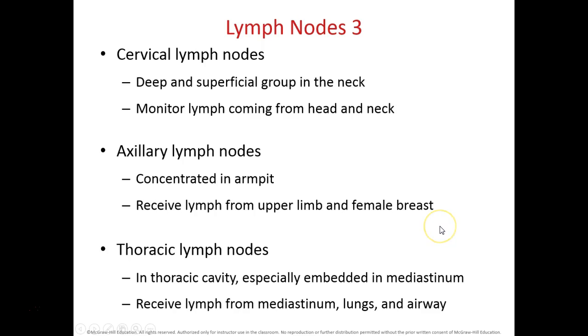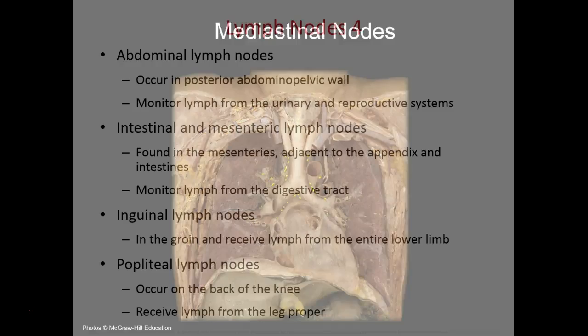All right, so cervical lymph nodes, these are the ones in the neck, and this is the one they usually feel when you go to the doctor, and they monitor the lymph coming from the head and neck. Axillary lymph nodes, these are concentrated in the armpit. Sometimes if you've ever gotten an infection, you might feel that those get swollen. They may even be sore. And they receive lymph from the upper limb and the female breast. And then thoracic lymph nodes, these are embedded in the mediastinum, and they receive lymph from the mediastinum, the lungs, and the airways. All right, so here's showing those mediastinal lymph nodes.